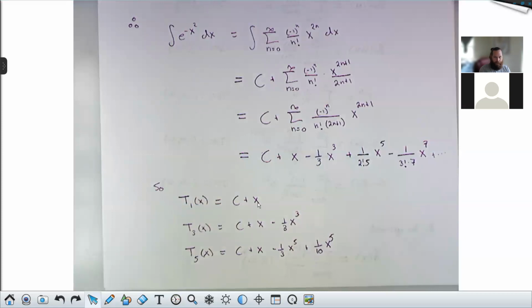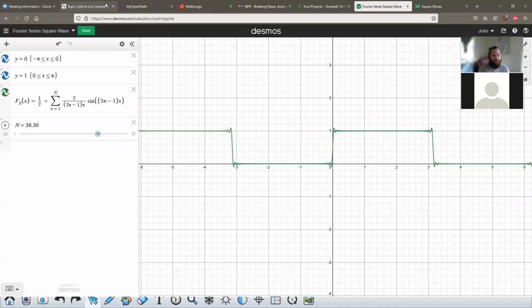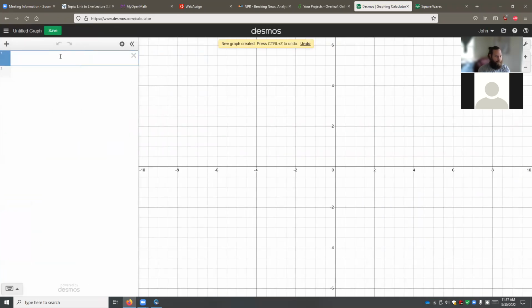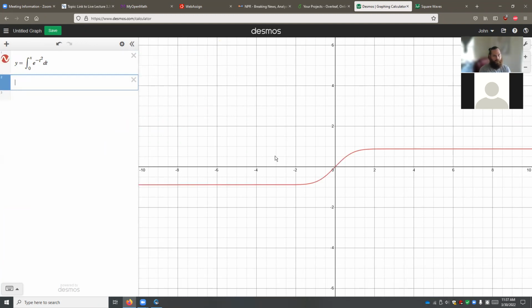And a fun game to play is to graph some of these Taylor polynomials, the partial sums for this series, together with the actual function. And Desmos is pretty good at this. You just have to kind of fudge it a little bit because of the plus c. So to get around the whole constant thing, I'll integrate from 0 up to x of e to the negative t squared dt. Say y equals, here it is. And then T1 of x, I'm going to plug in 0 for c.